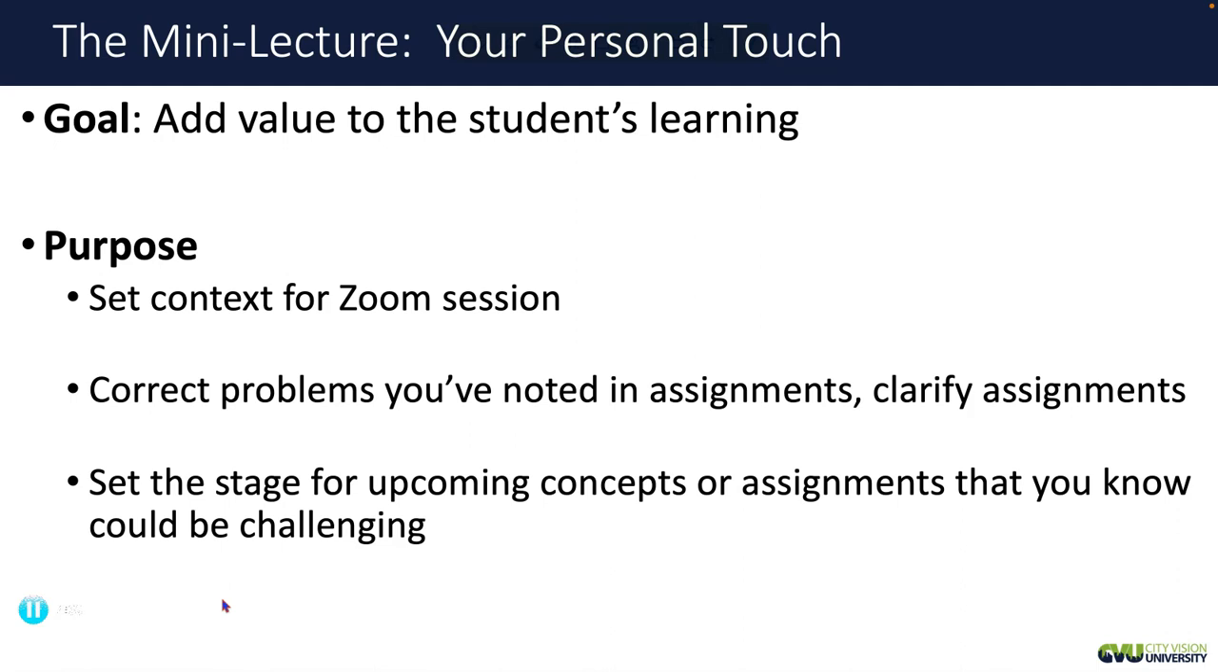So the purpose: you're setting context in your Zoom session. In your mini lecture, you're going to set context. You know, here we are in week 2, here's week 1, here's week 3. You're going to correct problems you've noted in assignments. For instance, here's your opportunity to say, okay, we asked you to do this, and a majority of students were going off the rails in this area. That could be really helpful for us to know, because it would help us to know if the problem is with how we're writing it, if it's too complicated.